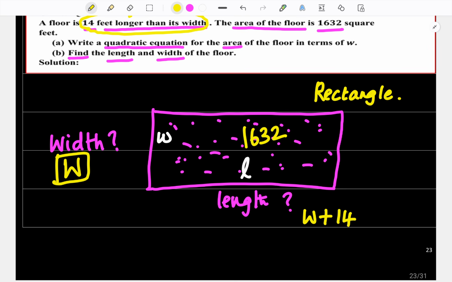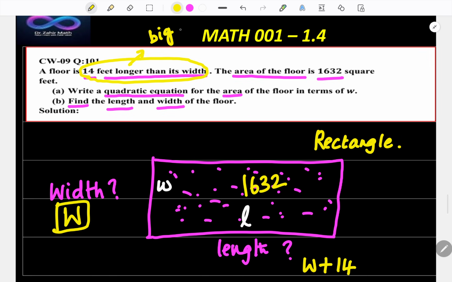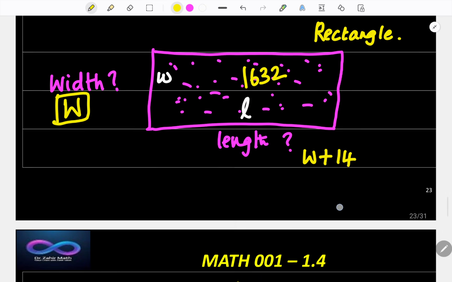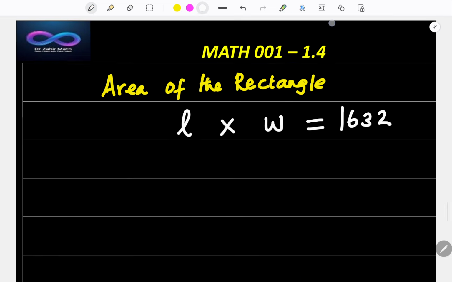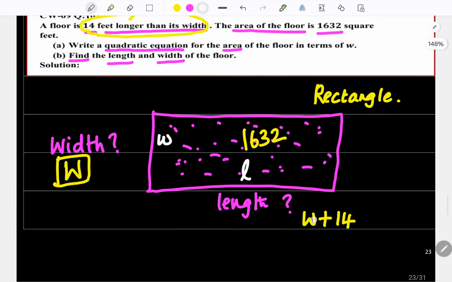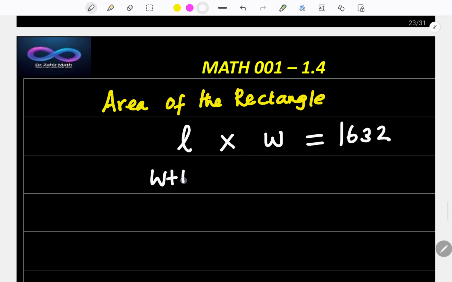14 feet more, you can say. Big means more, you can say more also. 14 more, right? So this is W plus 14. So what is your area of the rectangle? The length is W plus 14, multiplied by W, is equal to 1632.